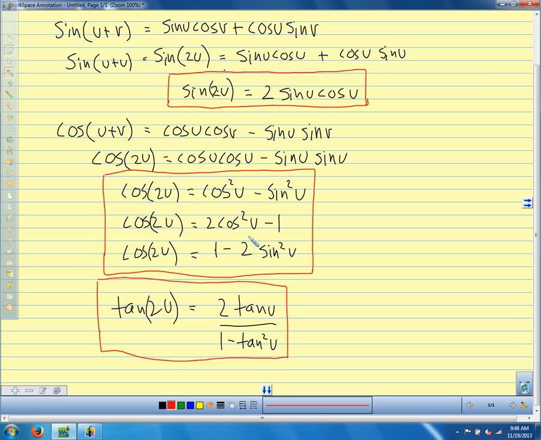All right, so questions on how we came up with these? So these come from our angle sum formulas. So nothing really new, just a slightly different form. So let's take a look at how we might use some of these formulas. And then we'll talk about the half angle formulas that come from these. All right.